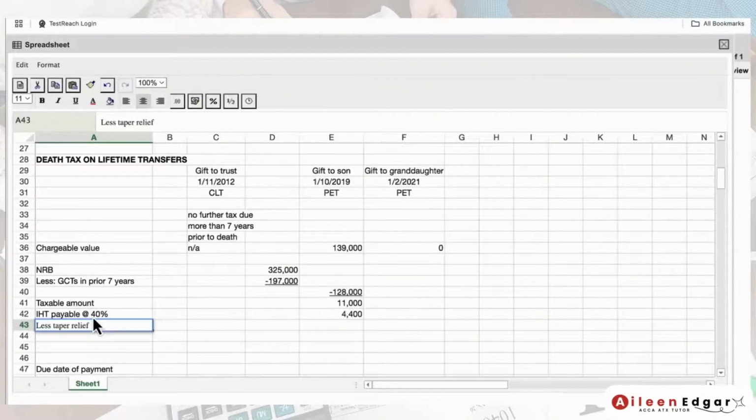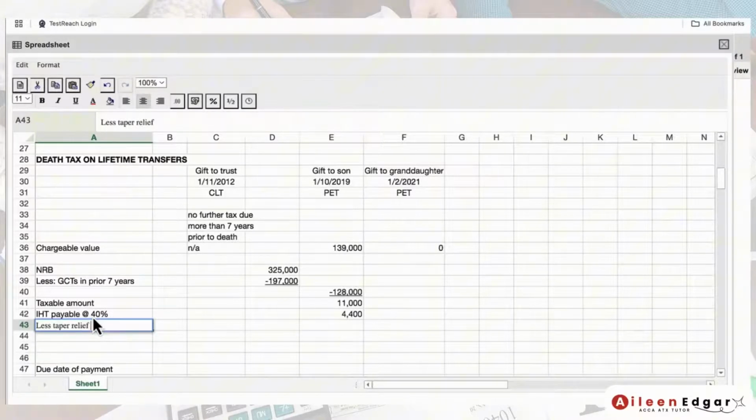And use your tax tables. The information is in your tax tables. You do not need to memorise this. What you do need to look at is how long did they survive after the date of the gift. So the date of the gift was the 1st of October 2019. They died the 31st of December 2023. What is the time difference between those two events? It's between 4 and 5 years.